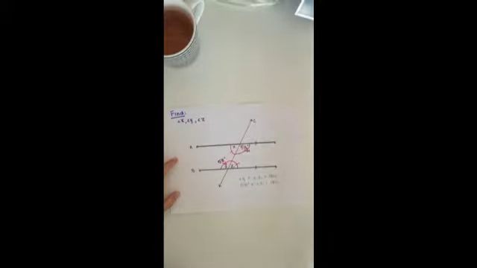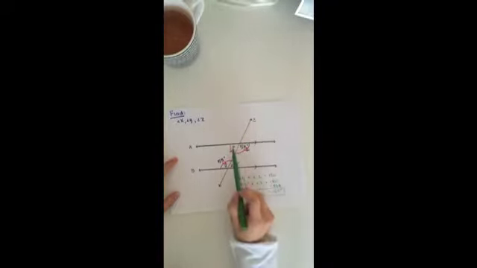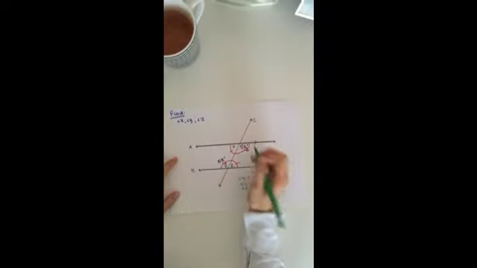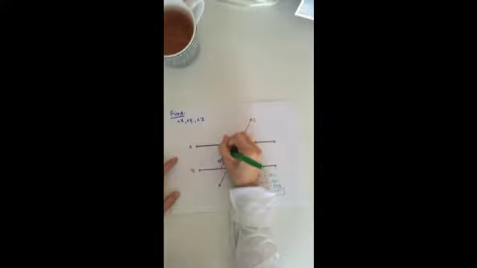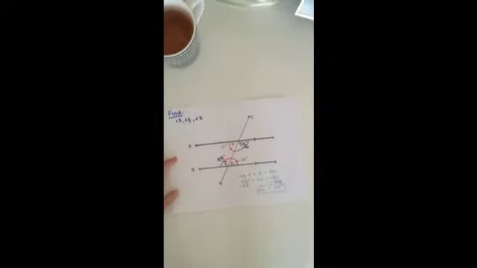Now, we can solve algebraically. Now we have that angle z equals 122 degrees. And because angle x and angle z are equal, and angle z is 122 degrees, we also know that x is 122 degrees.